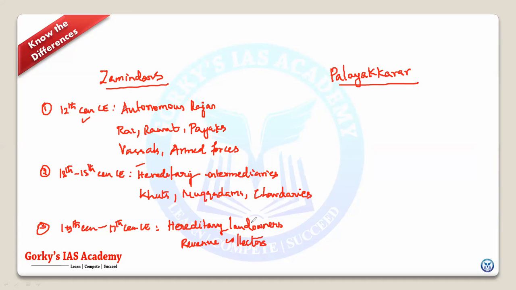So zamindars had been in different parlance and were used to determine different sects of people. Earlier days, they were mentioned as the autonomous rajas. Later, it was hereditary intermediaries and then hereditary landowners.